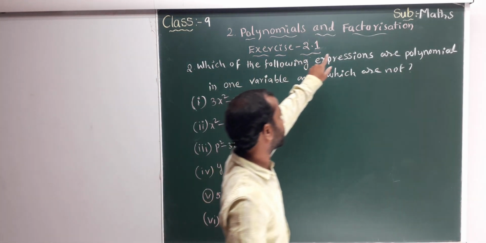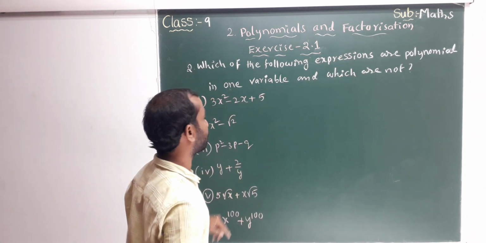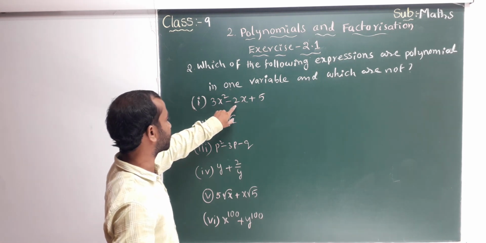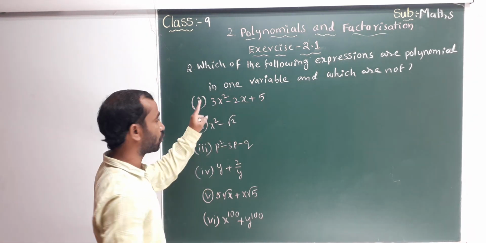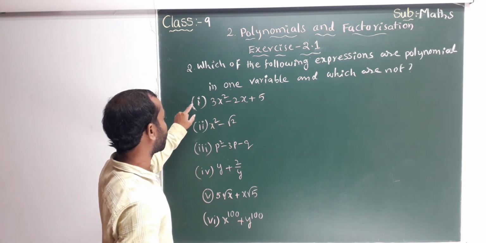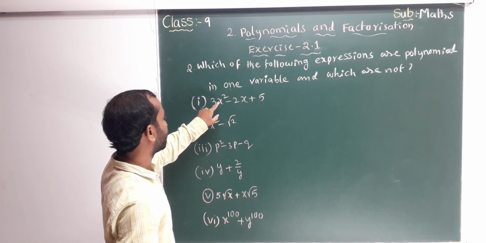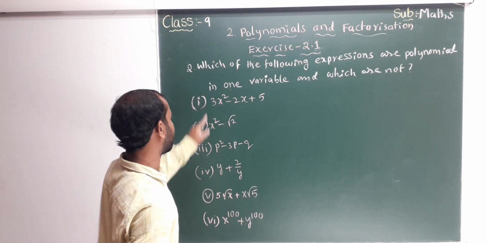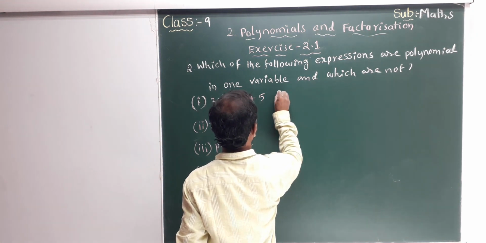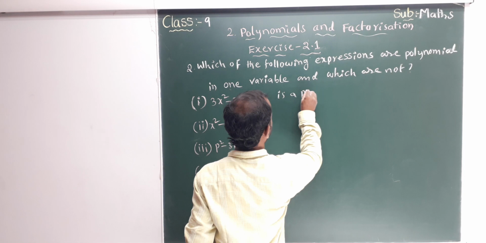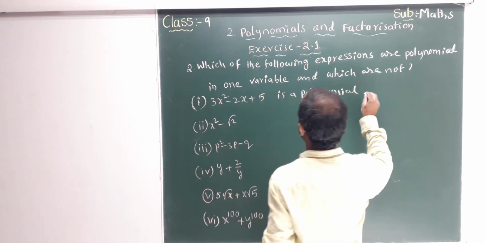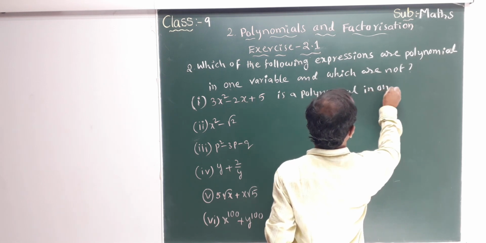Which of the following expressions are polynomials in one variable and which are not? First problem: 3x square minus 2x plus 5. Here we have only one variable, that is x. So this is a polynomial. Why? Because in the variable, the power is a non-negative integer. So 3x square minus 2x plus 5 is a polynomial in one variable.